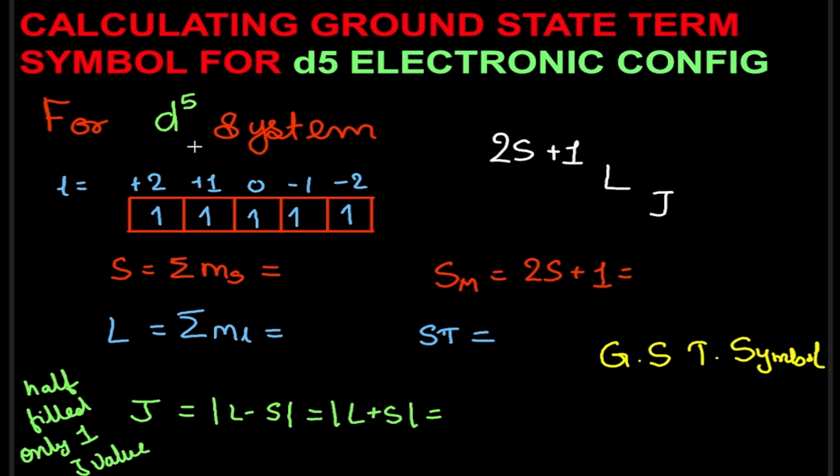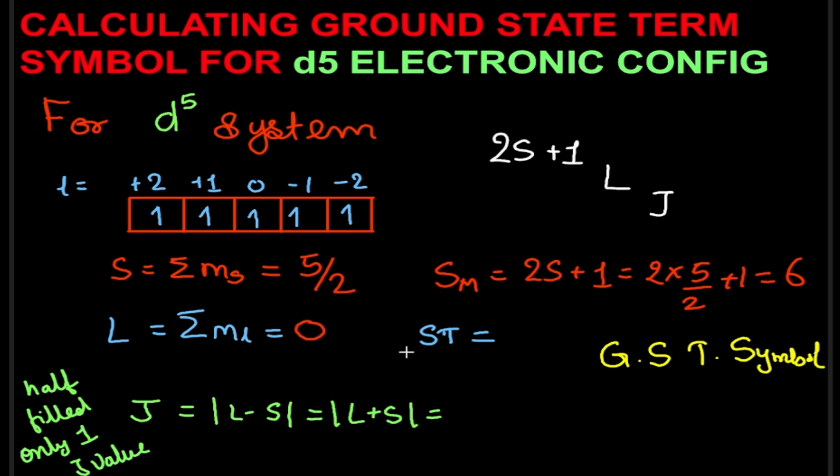Then similarly for the d5 system, the spin will be equal to 2.5, or we can take it as 5 by 2 also. So the spin multiplicity will be 2 into 5 by 2 plus 1, and that is equal to 6. Similarly, the value of L will be: we have 2 plus 1, that is 3, minus 1, minus 2, which becomes minus 3, and plus 3, so this will become 0.